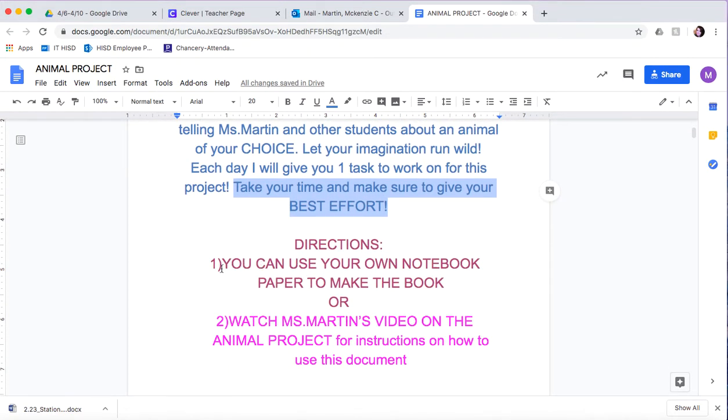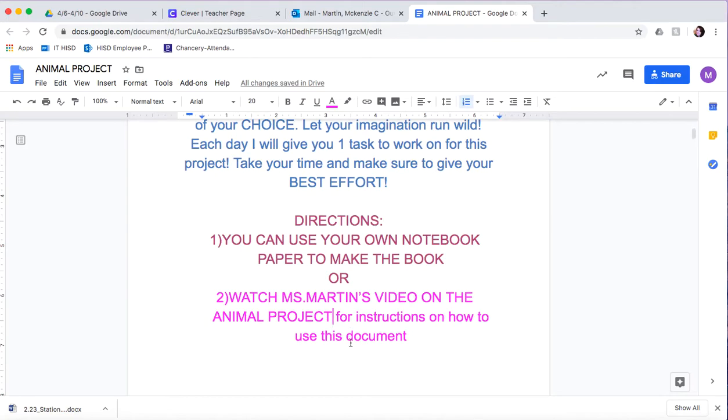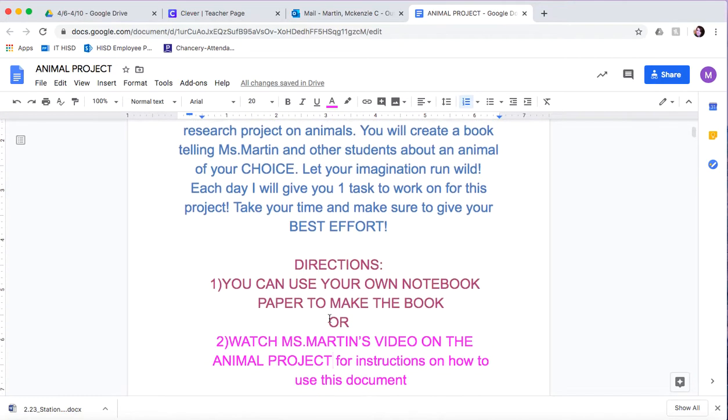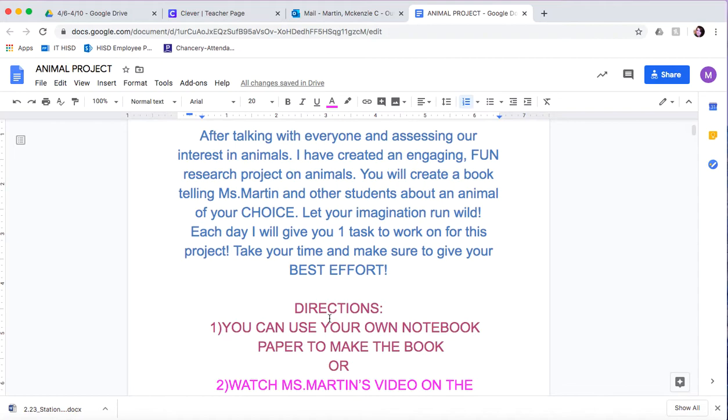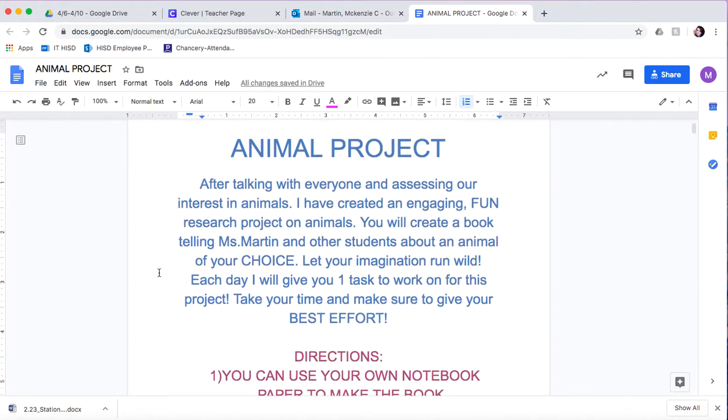Right below here I gave some directions. You can use your own notebook paper to make this book and to write down your research work, or you can watch Ms. Martin's video on the Animal Project, the video you're watching right now, to be able to use this document. So I'm going to show you how we can use this document to write down what we found from our research.